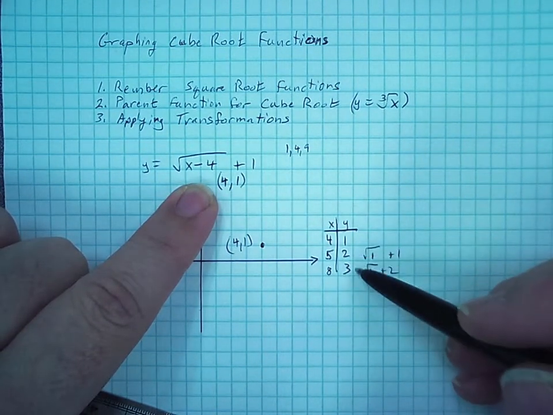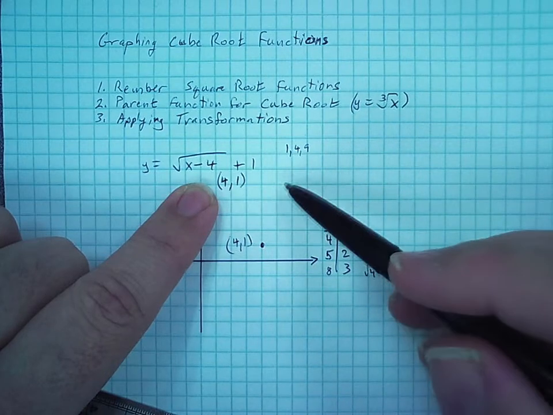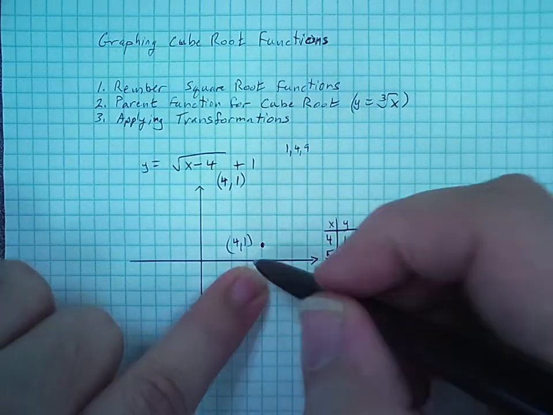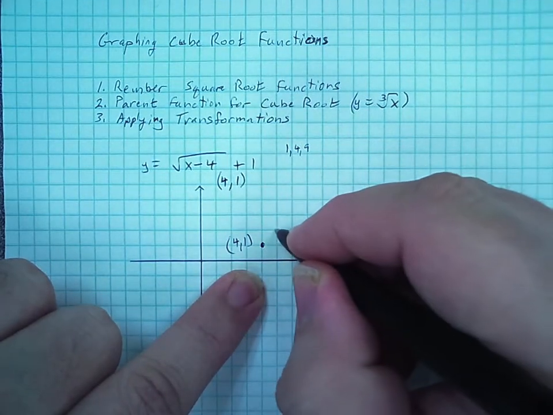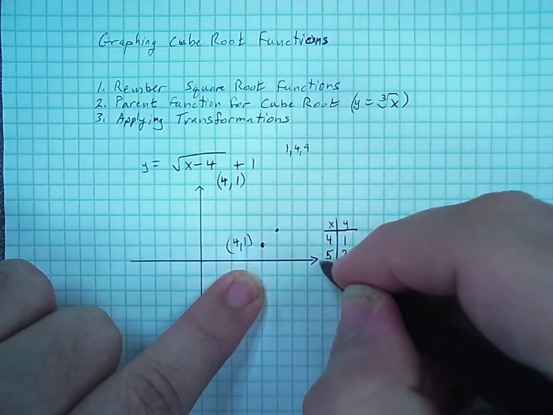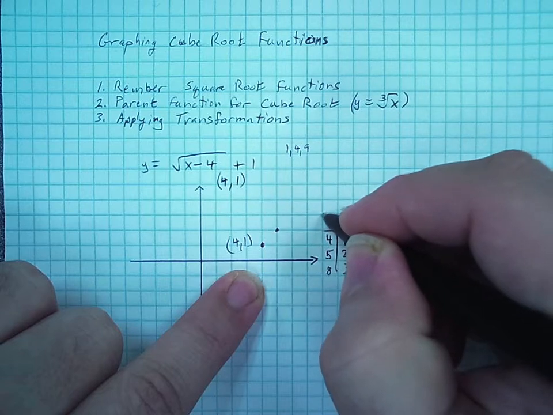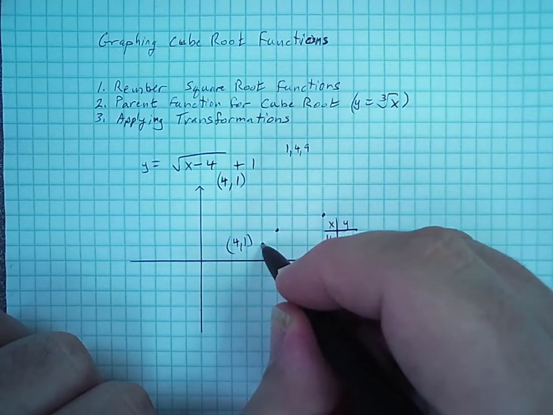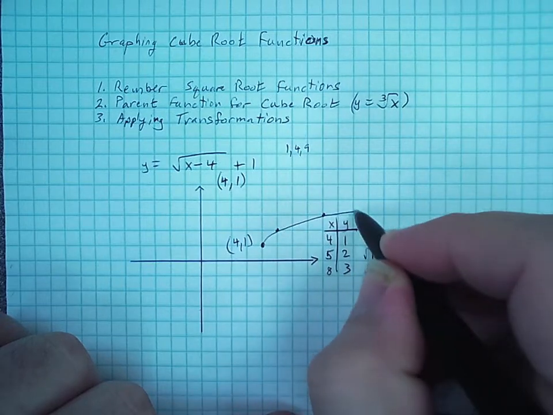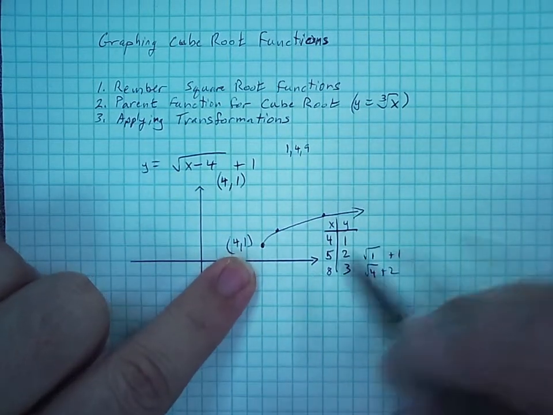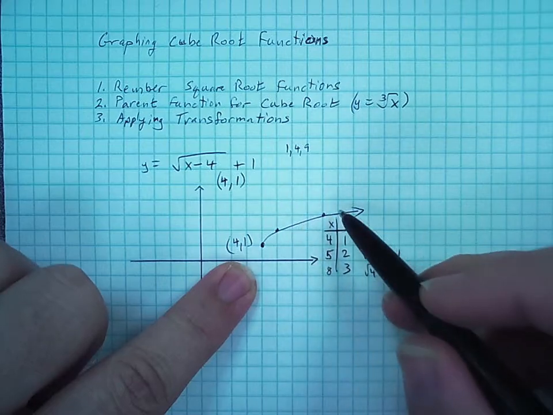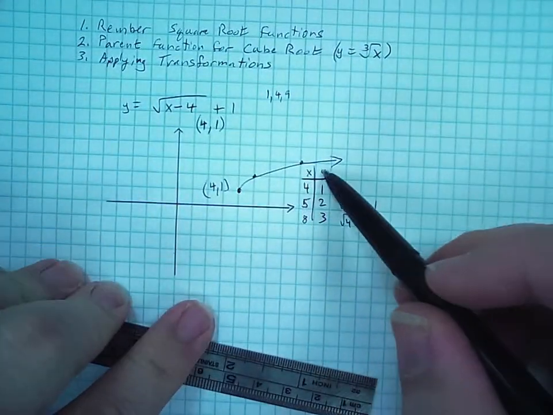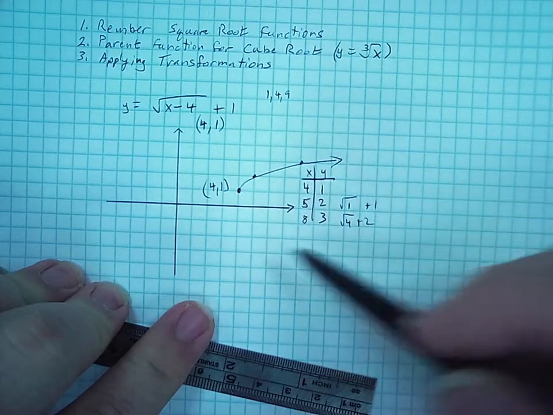Notice my y's count up by 1s, because if I do each square in a row, these go up by 1s. So the next one is (5, 2), (8, 3). A few points will give me the curvature a little better. These all have the same basic shape. You've got an endpoint. It's half a parabola on its side. So I go through my points and I have a nice curve.